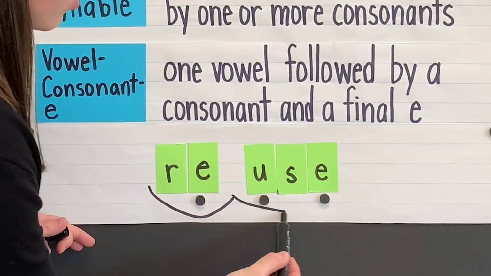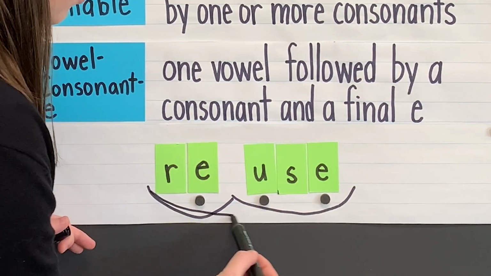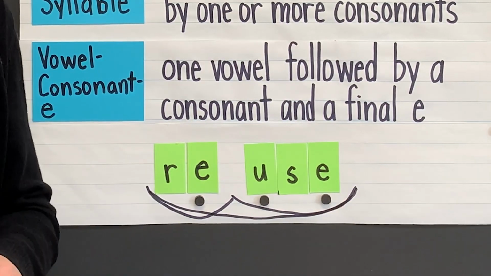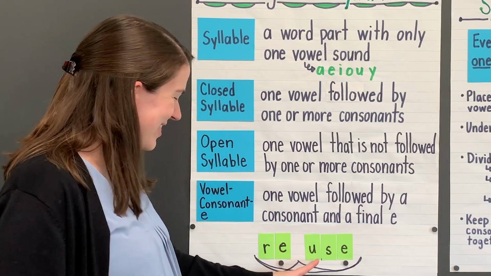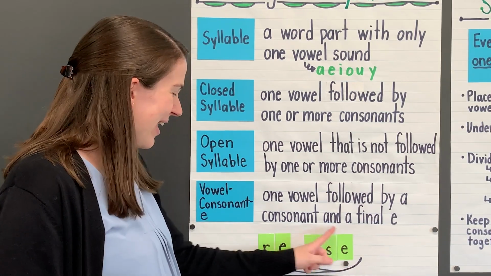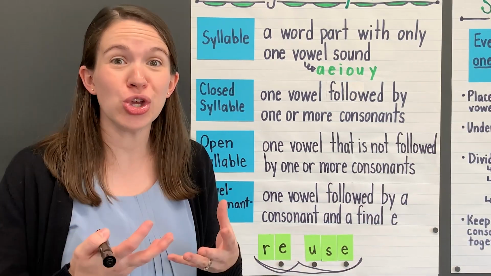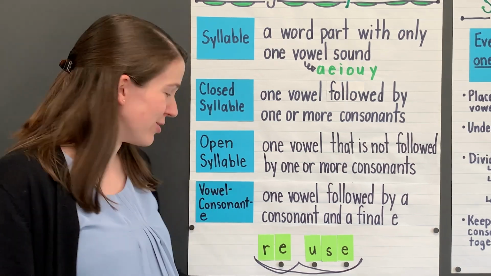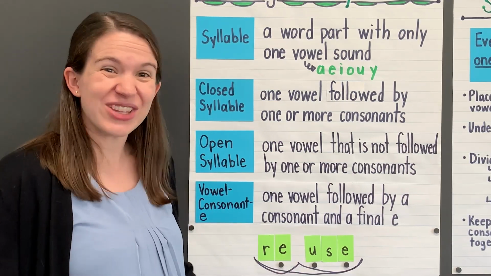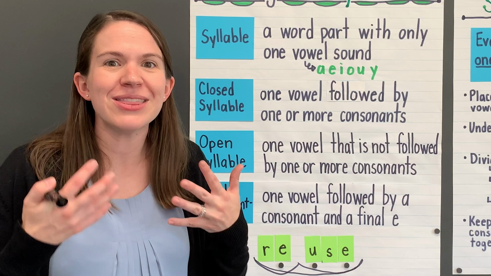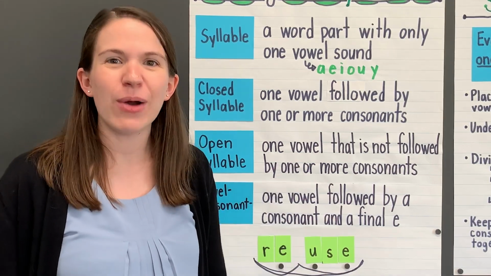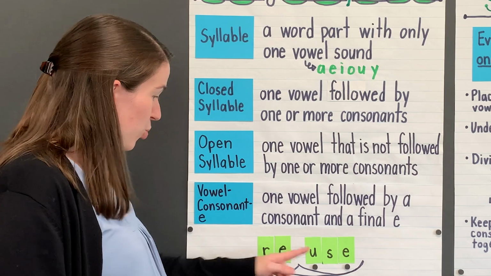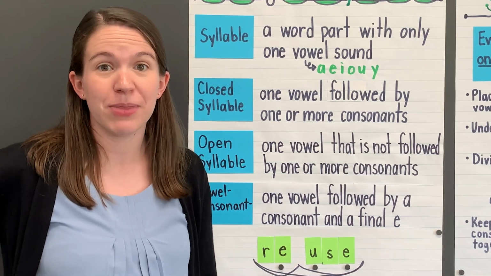Reuse. Reuse. This word is reuse. In this second syllable, that E told me to say U, one of the long U sounds for that letter U. That's why the E and the U can be in the same syllable, because they're working together to make one vowel sound. The word reuse means to use something again.